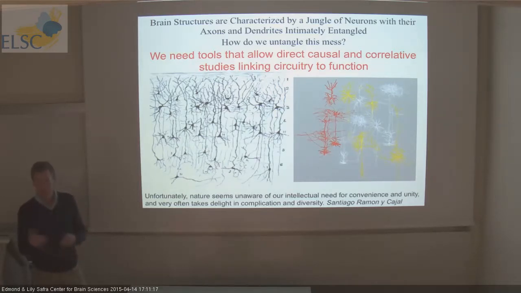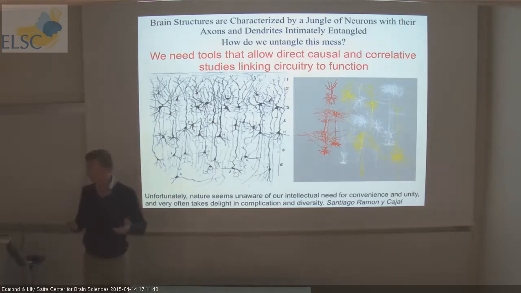But even if you had a complete wiring diagram of the brain, we've had that for C. elegans for many years, we still don't know how the nervous system of C. elegans really works. So that's obviously not sufficient. You need to link connectivity to function in various ways. You need to correlate activity with specific components of the circuitry that are connected in particular ways. And you also need to do causal experiments, activating or inactivating neurons.